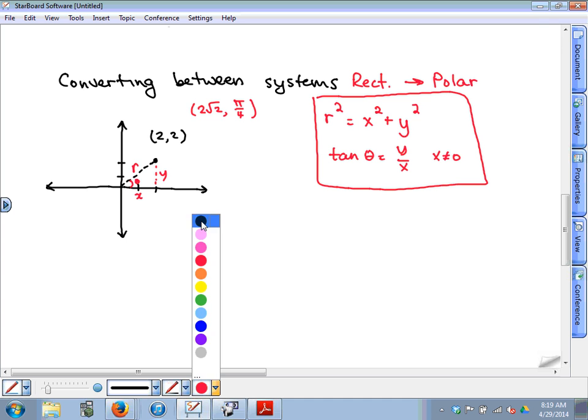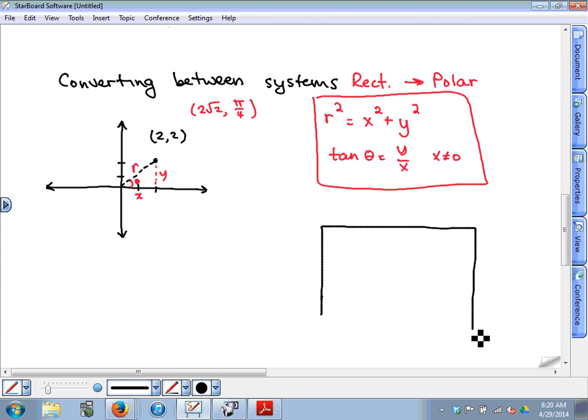We have to come up with two more formulas, though, that will work if we're already in polar form and we want to go to rectangular form. So let's say now that we knew r and we knew theta. So we didn't know that this was the point (2, 2). Let's say that we knew this was the point (2√2, π/4). So we knew theta and we knew r. How are we going to find out this value here?